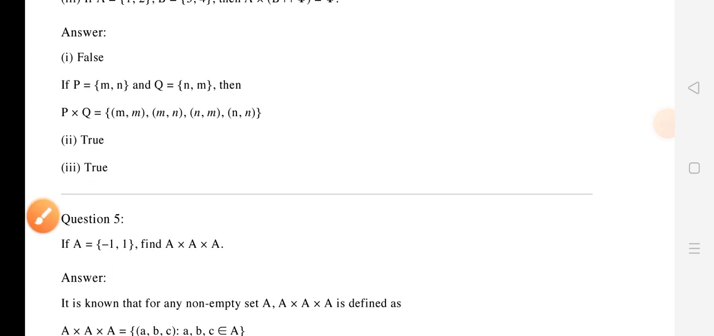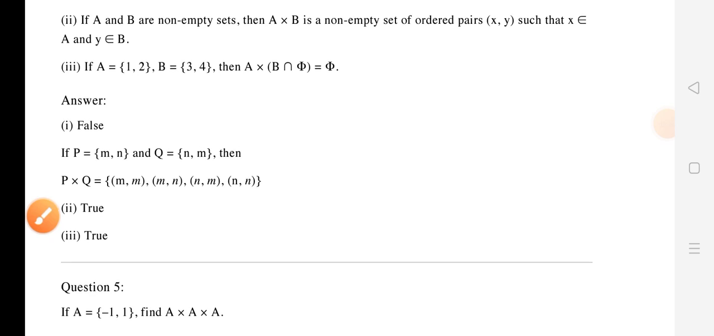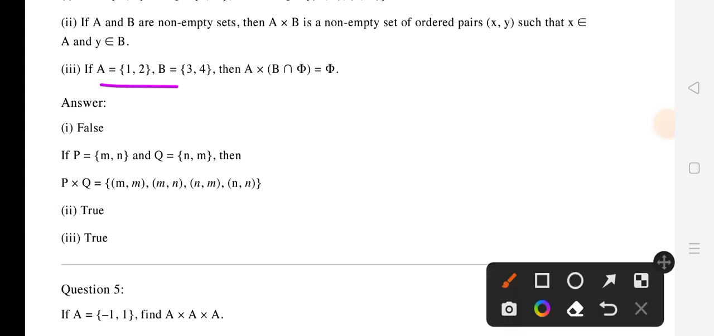Next, number two: if A and B are non-empty sets, A cross B is a non-empty set of ordered pairs (x, y) such that x belongs to A and y belongs to B. Absolutely right, true. We have discussed this earlier. Third, we can also discuss: if A has elements 1, 2 and B is another set having elements 3, 4, then A cross B intersection is as stated. Actually it is true.